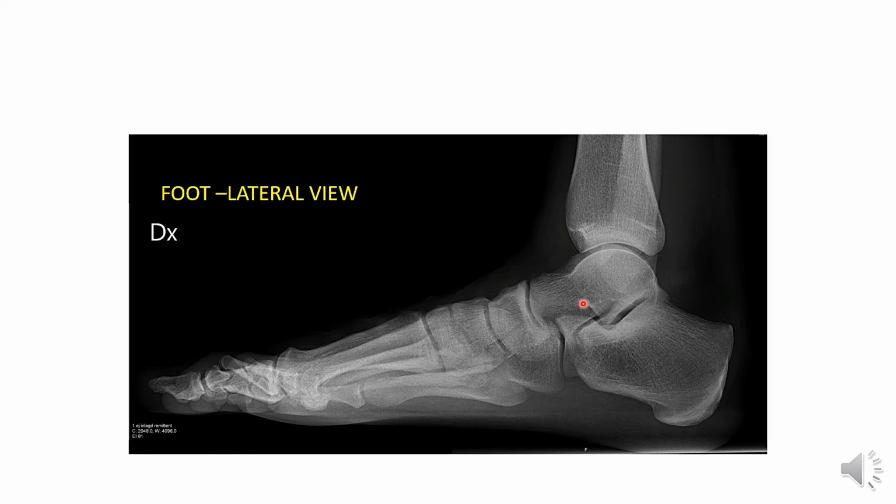In front of the talus is the boat-shaped navicular bone, and in front of the calcaneum, the anterior surface of the calcaneum unites with the cuboid bone. So by that way, you can identify the navicular and the cuboid. These are three cuneiform bones which are overlapping with each other. Metatarsal bones also overlap with each other, as well as the phalanges.